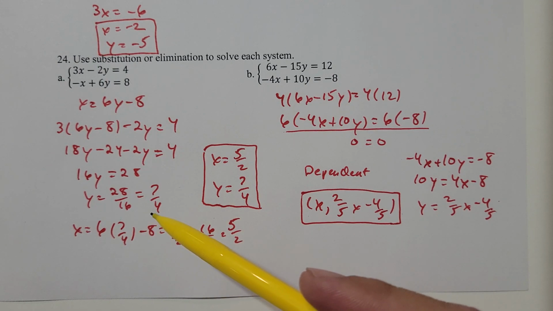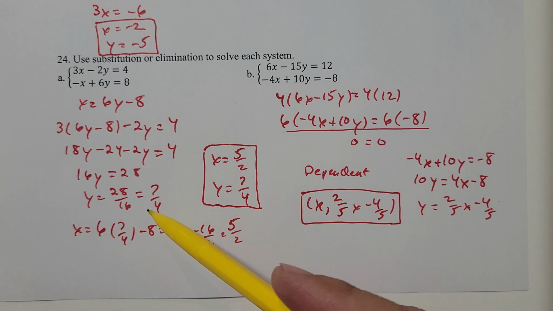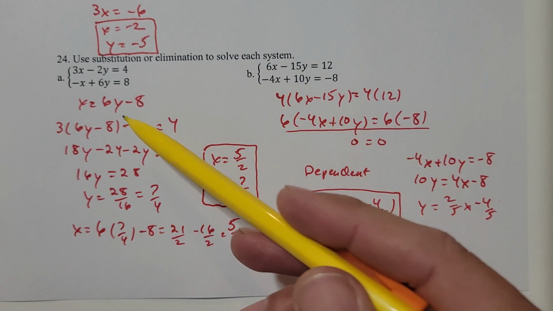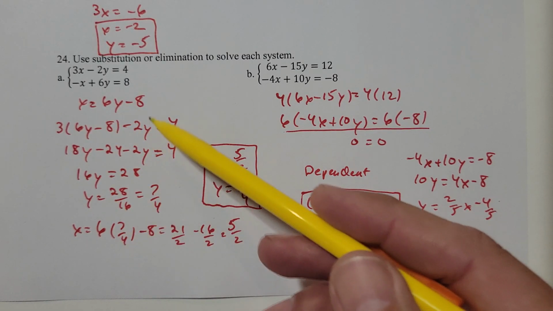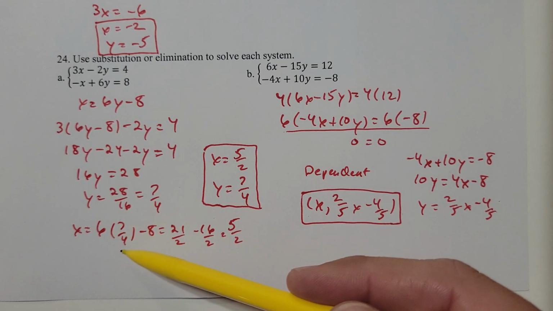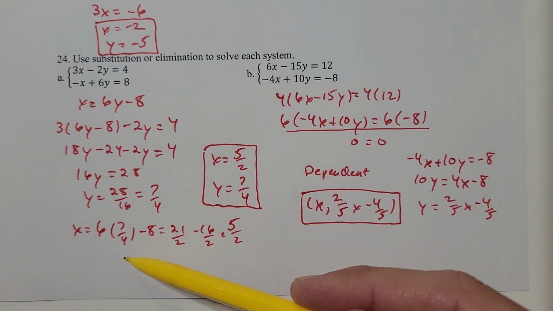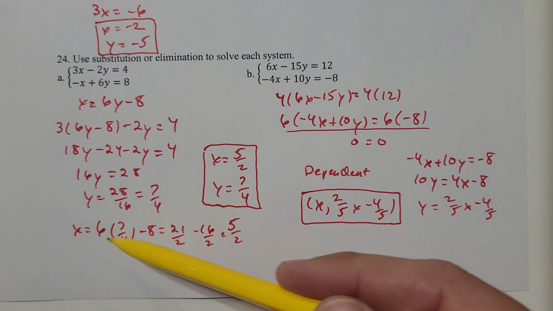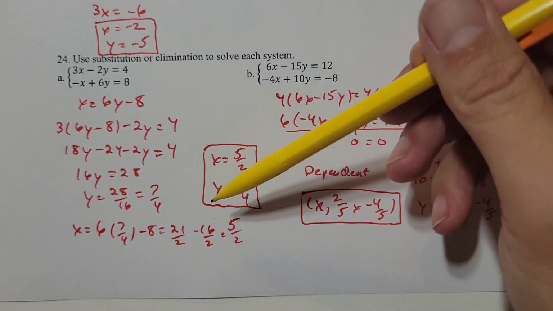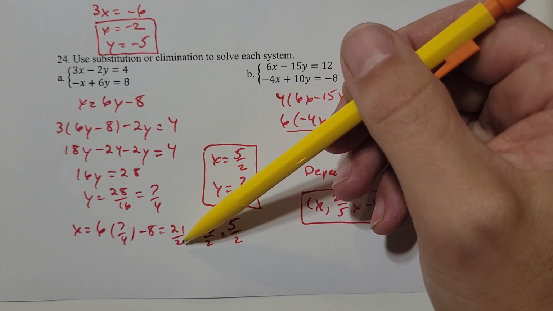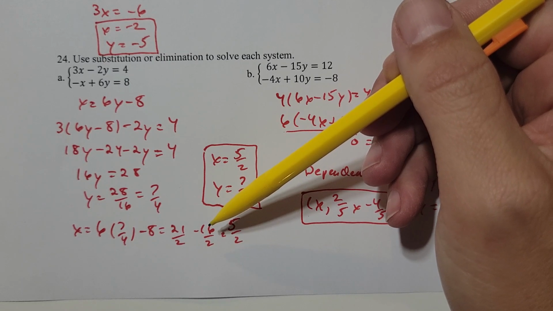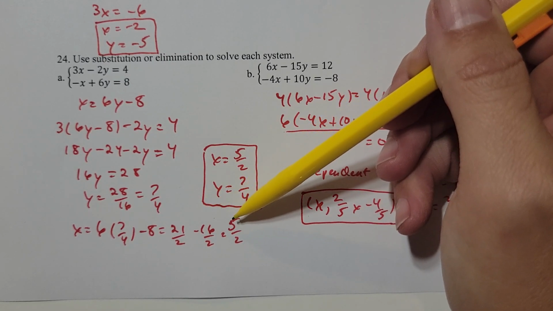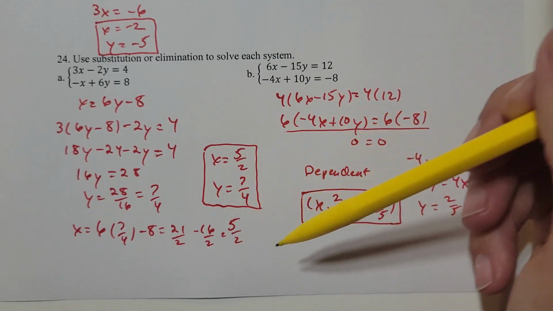Then to get the x value, we'll plug 7/4 into the substitution equation. So I got 6 times 7/4 minus 8. 6 over 4 is 3 over 2, and 3 times 7 is 21. So I'm looking at 21 halves minus 8. 8 is the same thing as 16 over 2. So then that's going to give me 5 over 2 as the answer.